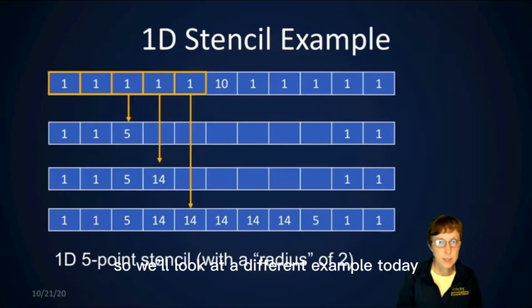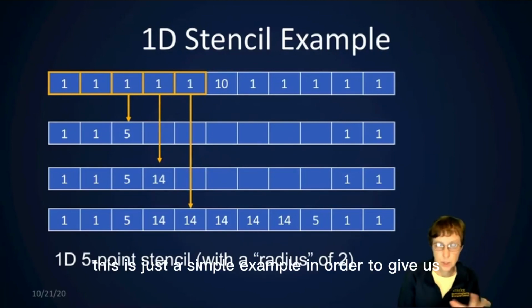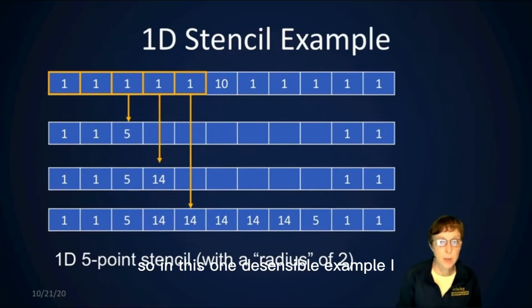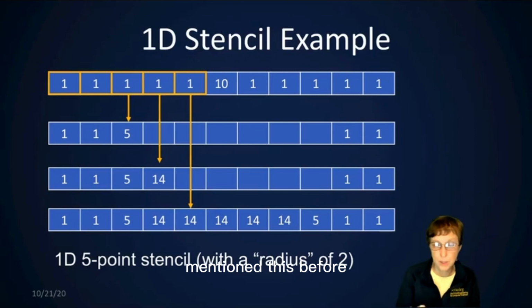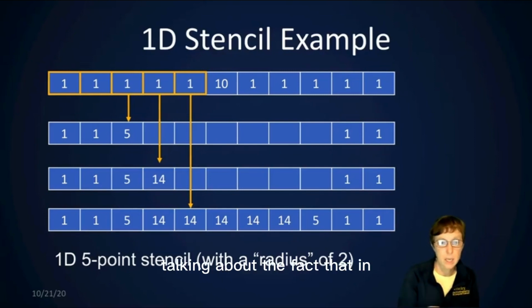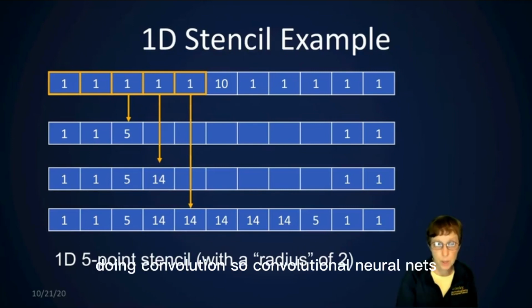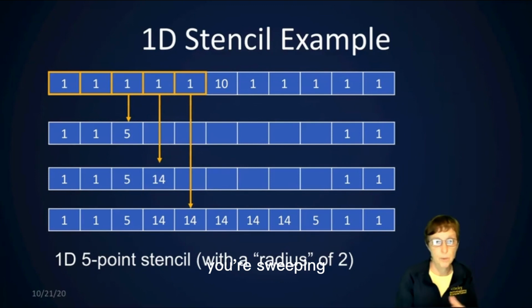So we'll look at a different example today, which is a 1D stencil example. This is just a simple example in order to give us some idea of how we would use shared memory. I've mentioned this before in a much earlier lecture, talking about the fact that in something like machine learning algorithms where you're doing convolution, so convolutional neural nets, you're sweeping over something like a two-dimensional image and looking for a pattern.